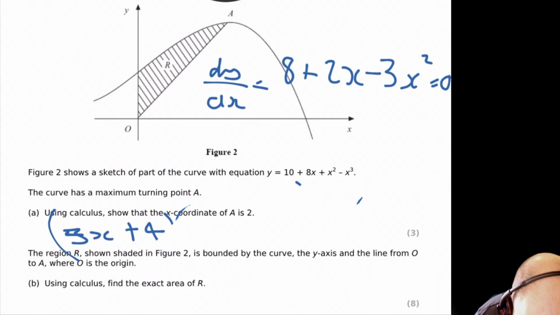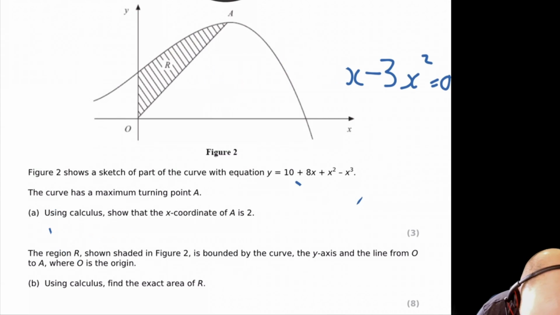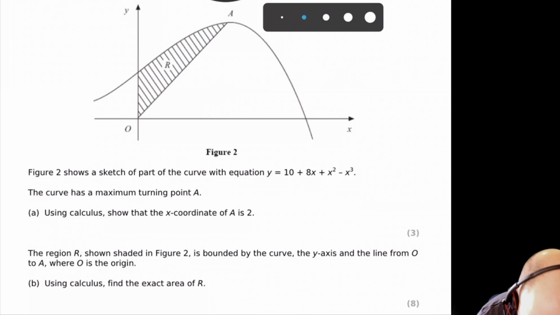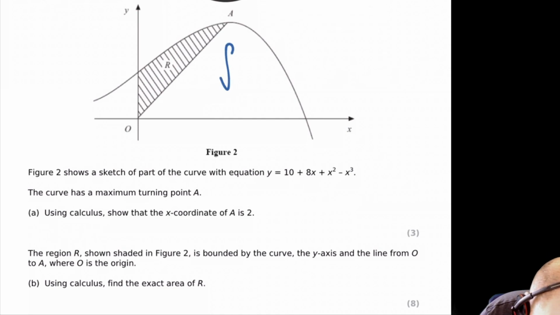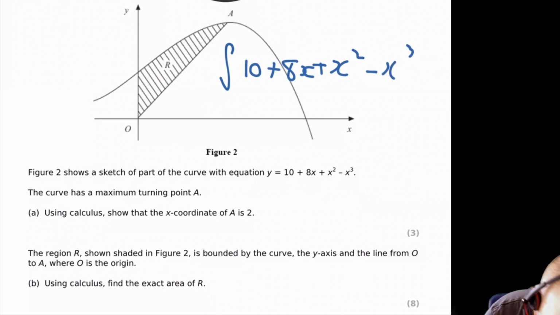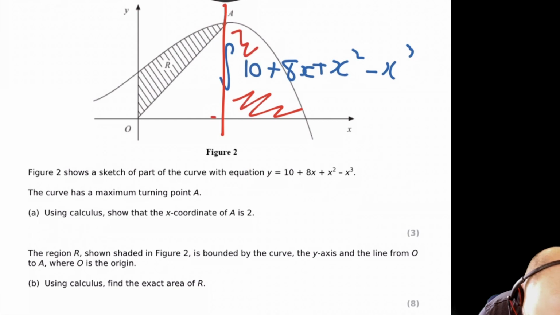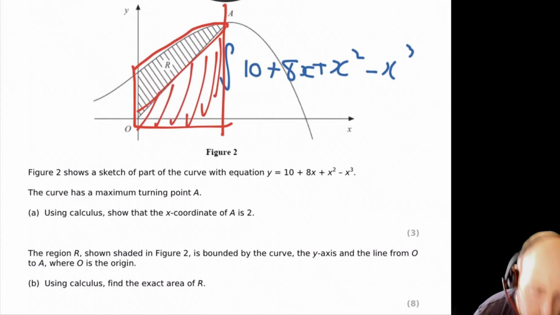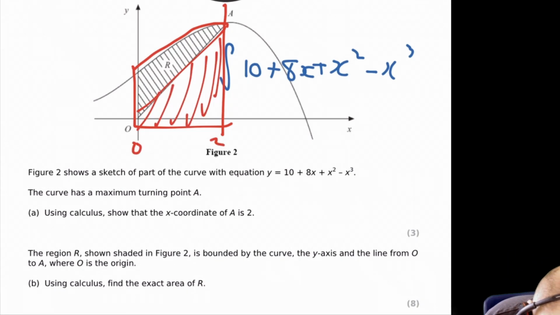All right, so we want to work out the area. So we're going to integrate 10 plus 8x plus x squared, take x cubed. And the plan for this one is we're going to integrate to find this area. Then we're going to add on, no we're not, talking rubbish. We're going to integrate all of this and then we're going to subtract the triangle. So we're integrating from 0 to 2.